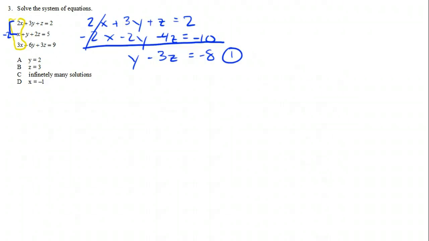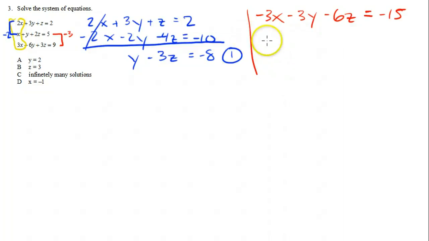So now I'm going to choose two different ones, something with the second one, and let's just choose these bottom two. And now I have a 3x. I need to eliminate the x again, so let's multiply this by -3. So multiplying that first one by -3, we get -3x minus 3y minus 6z is equal to -15. And for the other one, I'll just copy it straight down.